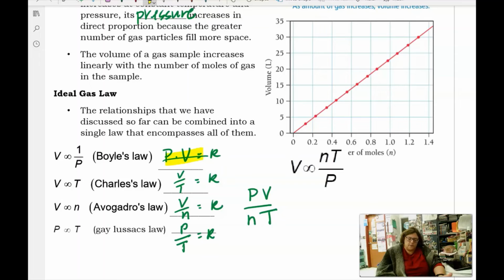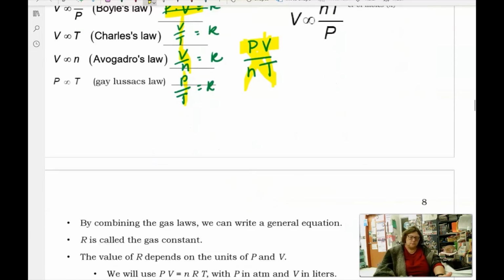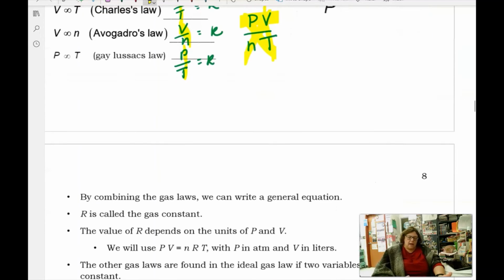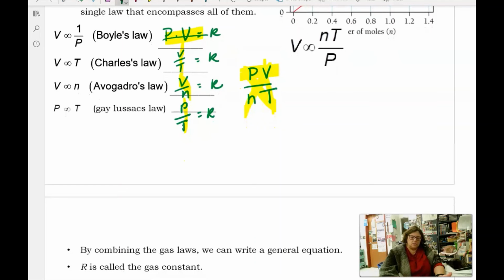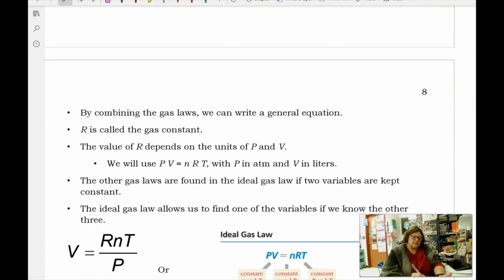So here is Boyle's law. There's Charles' law. There's Avogadro's law. And there's Gay-Lussac's law. And we can solve for our constant, which we did together. And that constant is what we call the ideal gas constant. The one you use is determined by pressure and volume.